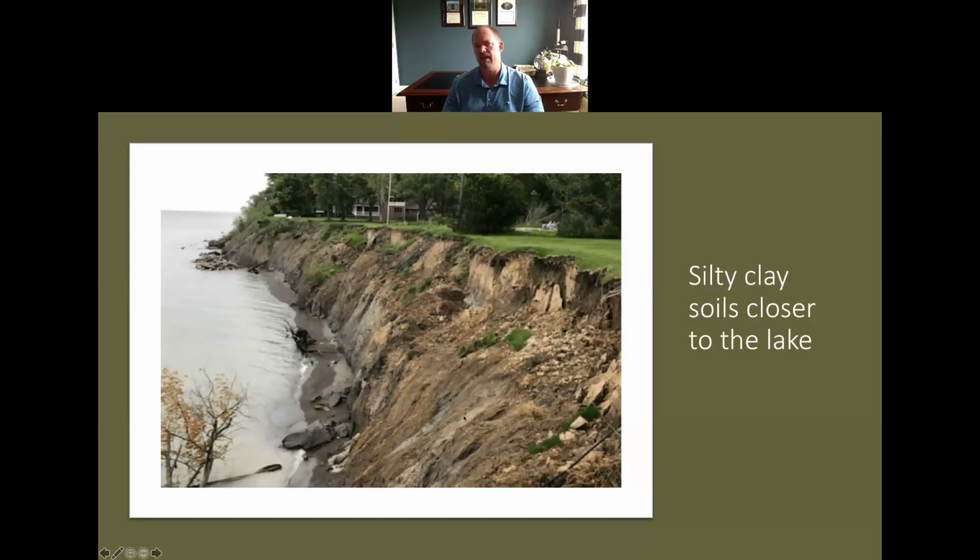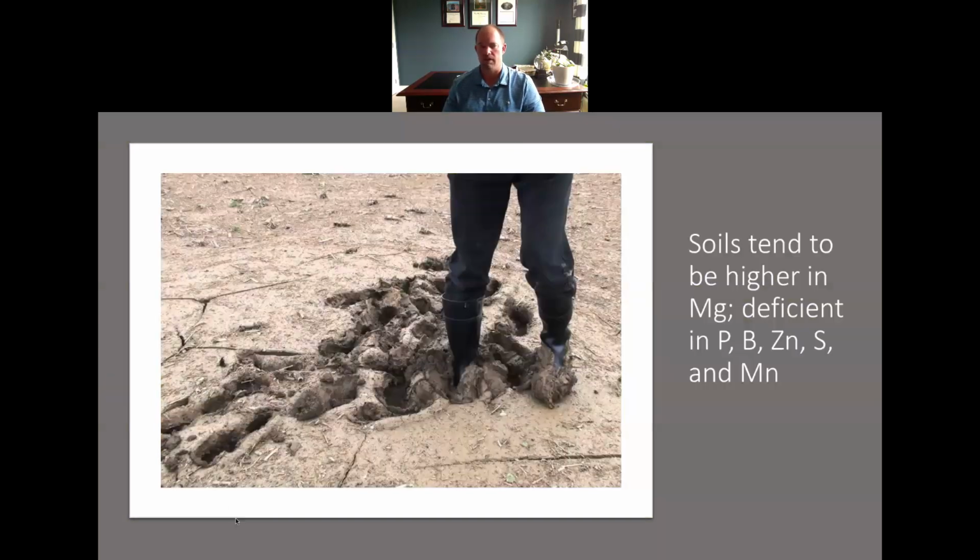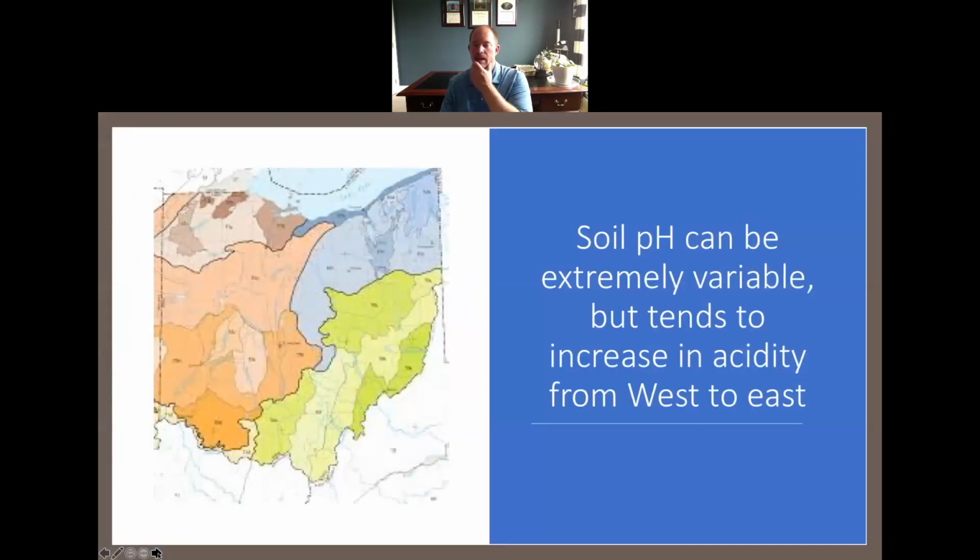We tend to see a lot of silty clay soils closer to Lake Erie. So as you're moving further north in the soil profiles toward Lake Erie, we tend to see that. We also tend to see soils higher in magnesium, but they're deficient in phosphorus, boron, zinc, sulfur, and magnesium. So that's something that we run into when we run into these silty clay soils in Northeast Ohio.